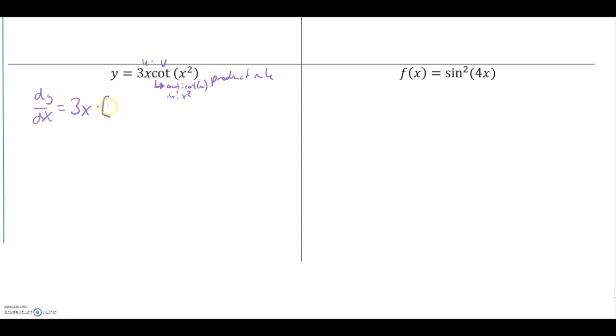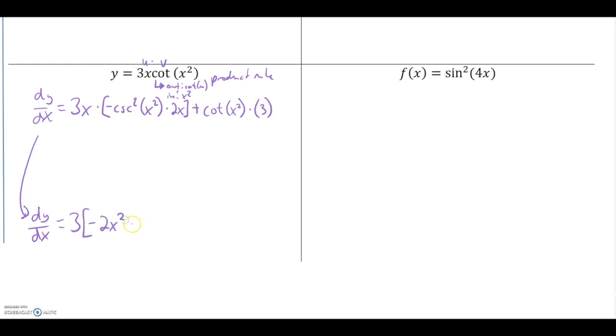The derivative of the cotangent is negative cosecant squared of whatever our inside function was, which is x squared, times the derivative of x squared, which is 2x. The second function left alone, so cotangent of x squared, times the derivative of the first, and the derivative of 3x is 3. And a good final answer could look something like 3 times negative 2x squared cosecant squared of x squared plus cotangent of x squared.